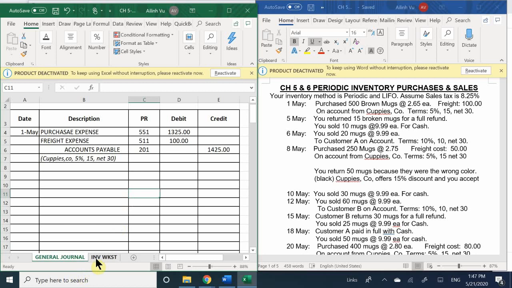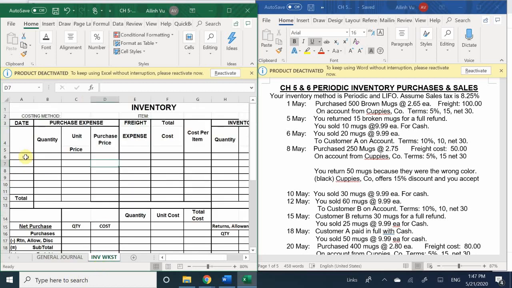We've got to go to our worksheet. Yes, we need to fill in our worksheet. So here we have what day? May 1st. How many items did we buy? 500, at $2.65. Pretty simple. You're going to take this cell and this cell and multiply them together.